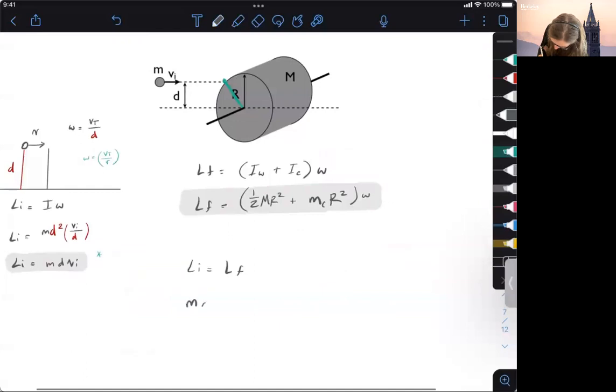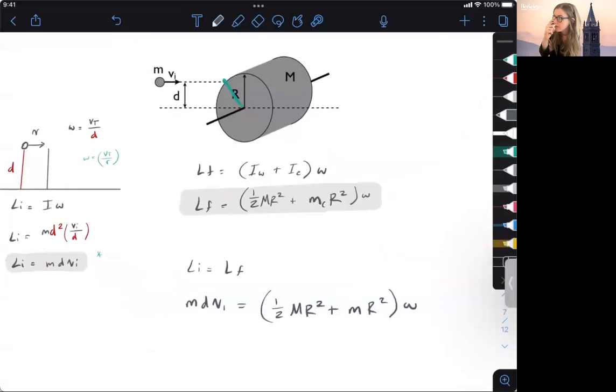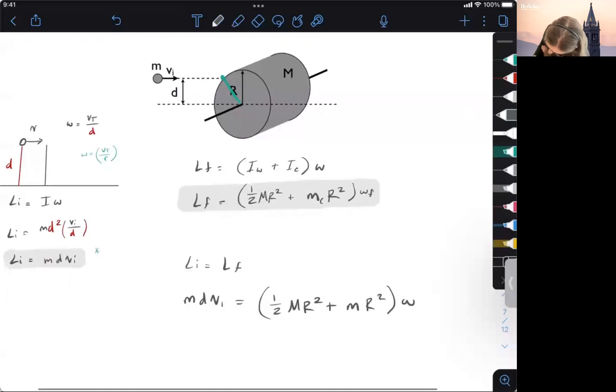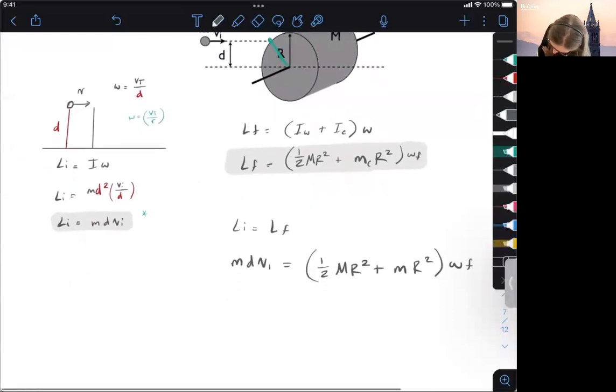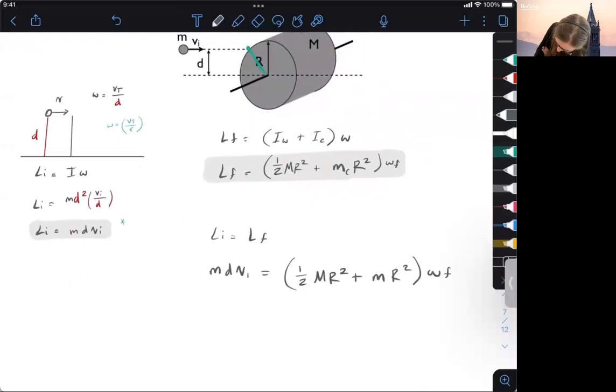So mdvi is equal to 1/2 mr squared plus little m r squared, and then they both have this w term together. So let's see here. We are trying to solve for w because we want this wf. That's what the problem asks us to find. So this is our final velocity, right? Because our final angular momentum should have our final angular velocity.